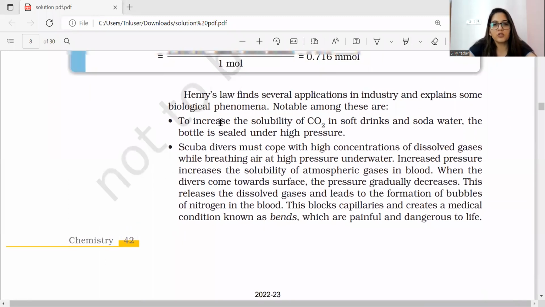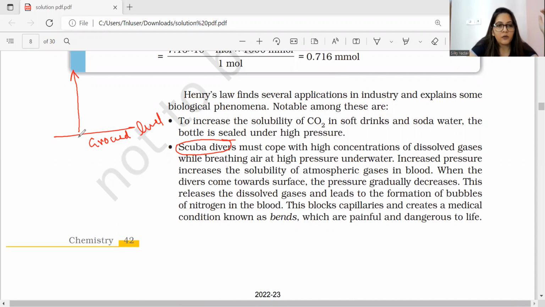Now we'll be talking about scuba divers. First, I'll tell you one thing. This is the ground level. When you're moving up above the ground level, and when you're moving down below the ground level, the pressure changes. You all know that in maths we always draw the graph like this. Here the positive numbers increase, and here the negative numbers increase, right? So just do the opposite of this. Put a negative sign on the top and a positive sign here.